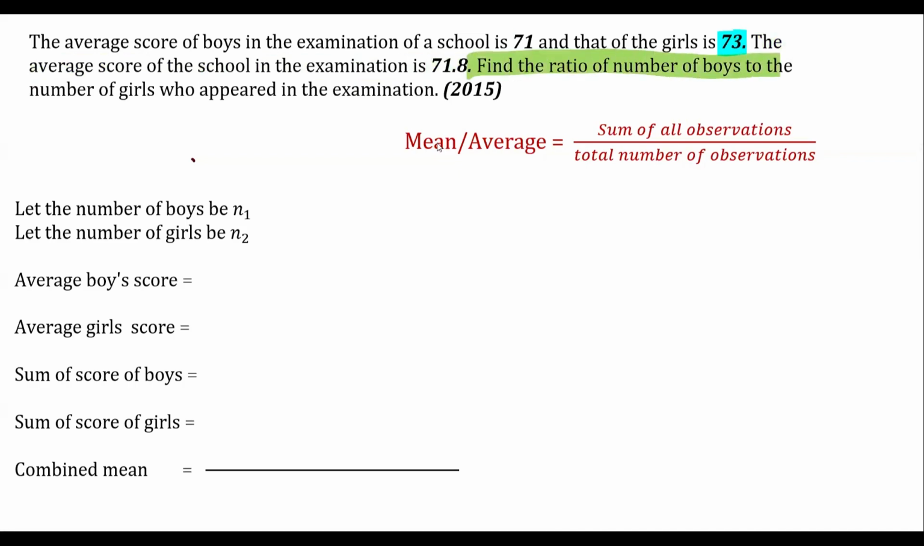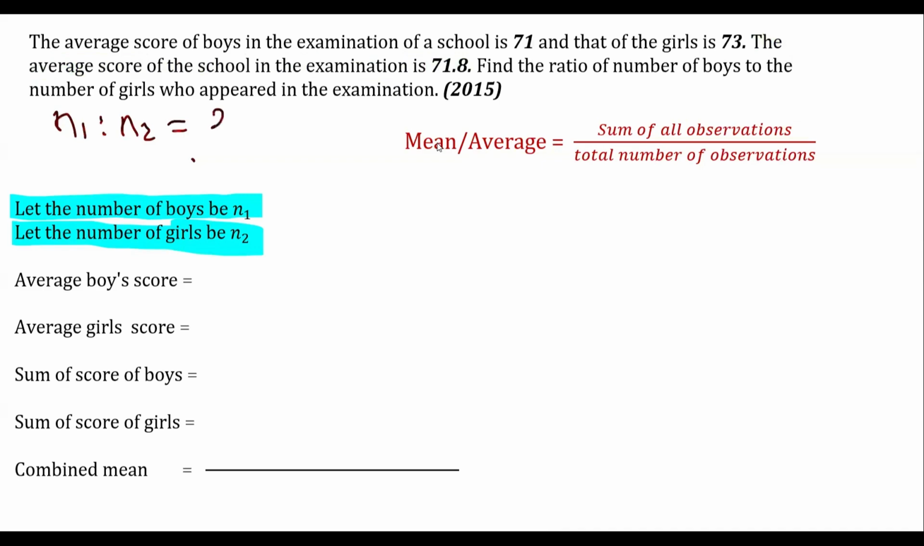We have to find the ratio of the numbers of boys and the number of girls. As you can see, I have already written some statements here. I took the number of boys to be N1 and the number of girls to be N2. Now we can figure out that what we have to calculate is the ratio N1 is to N2.